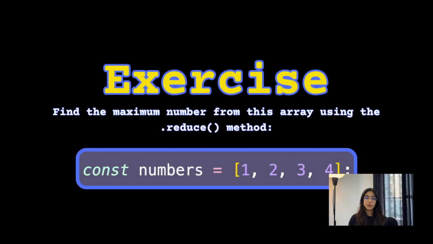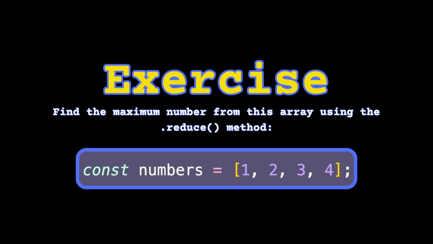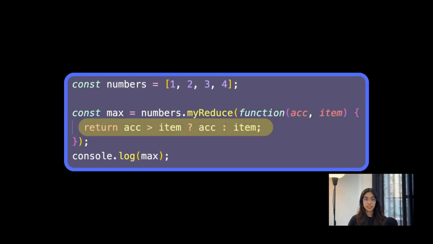So here's an exercise for you. Can you find the maximum value from this array using the reduce method? Here's how the callback function in this case would look like. It will check if the current item is greater than accumulator. If it's not, then return the accumulator, otherwise return the current item. And the initial value is by default set to the first element in this array.